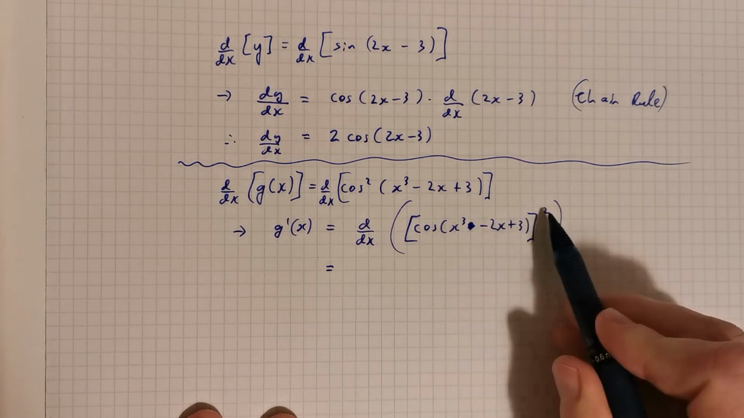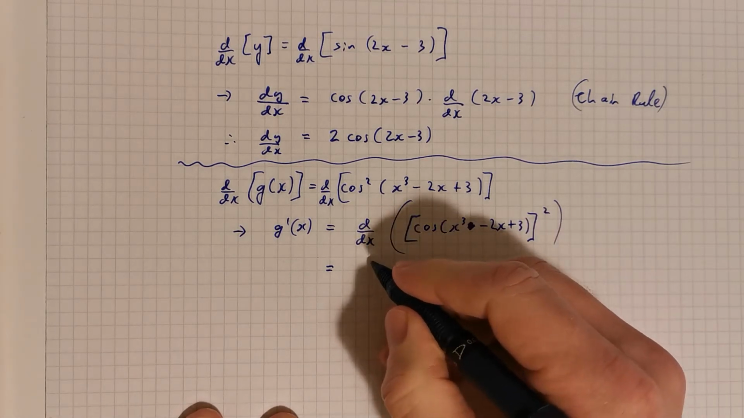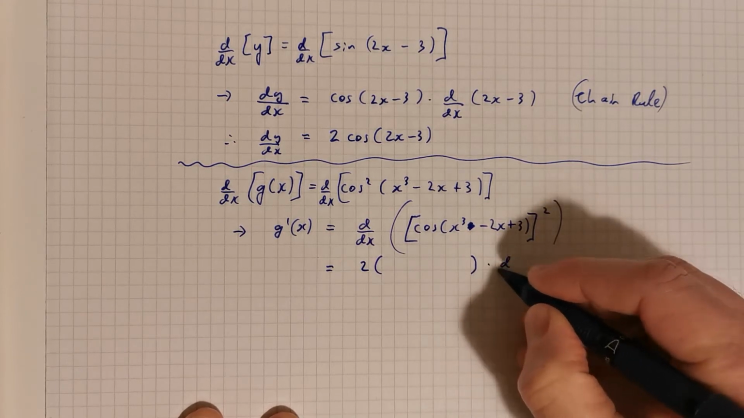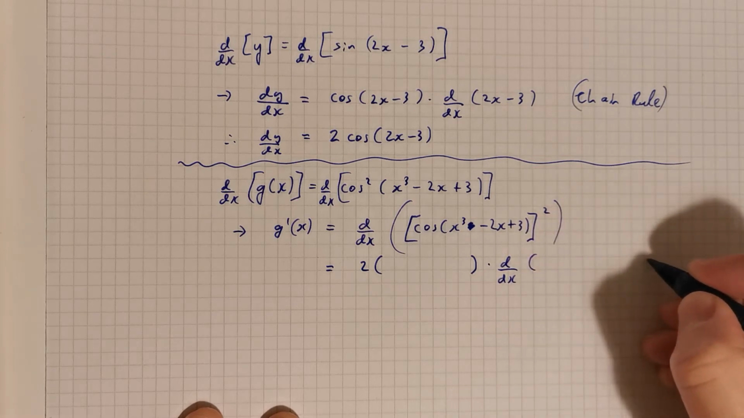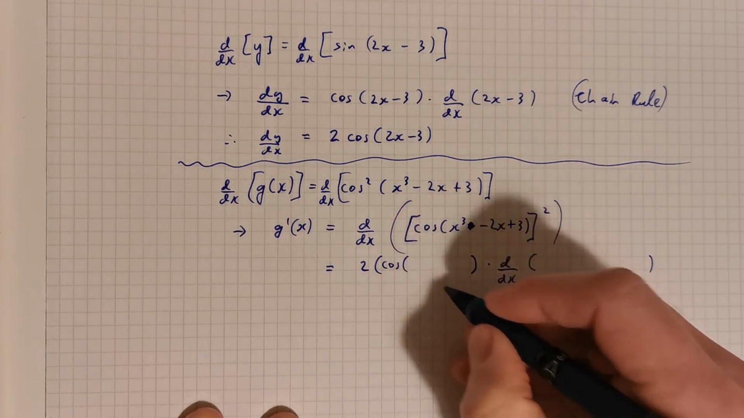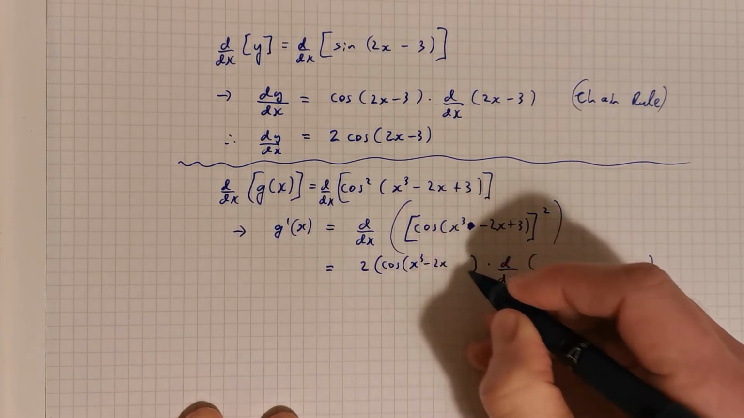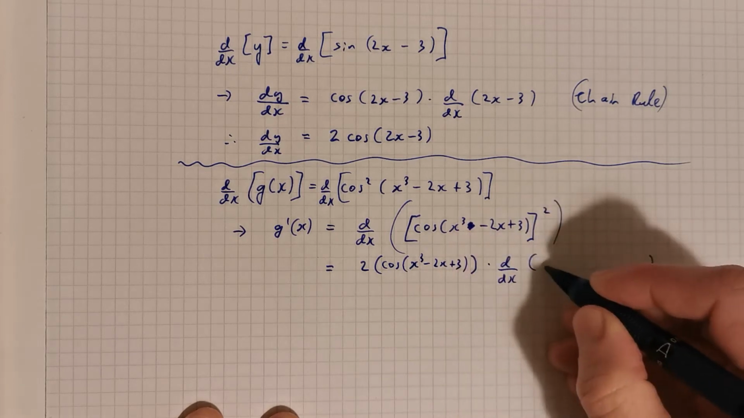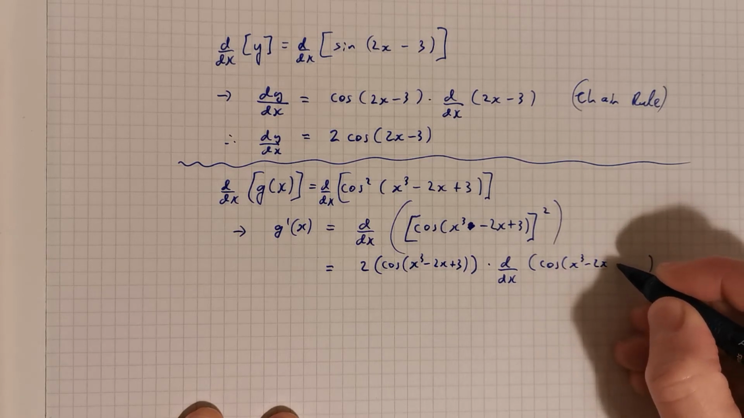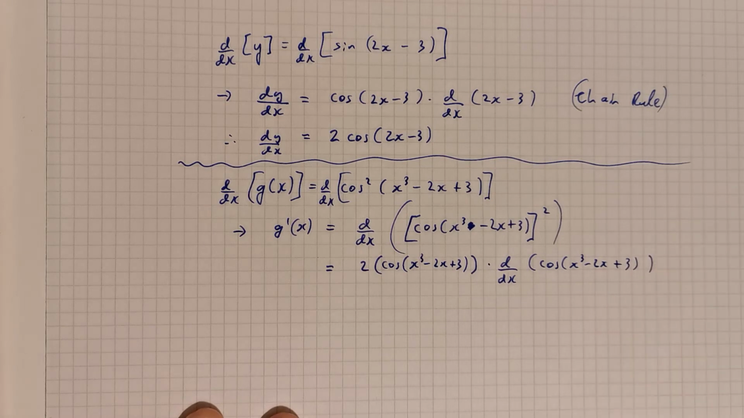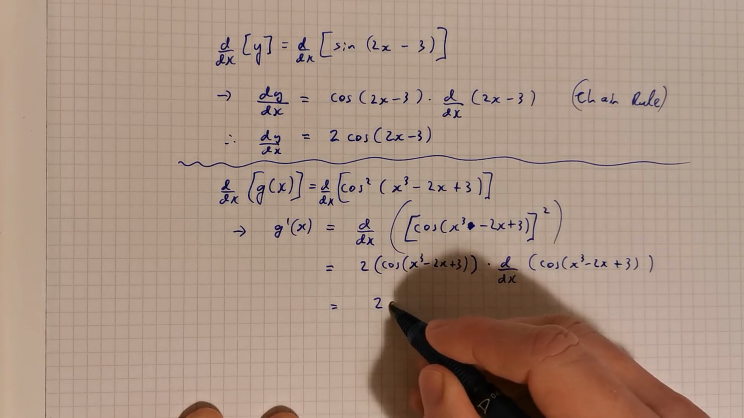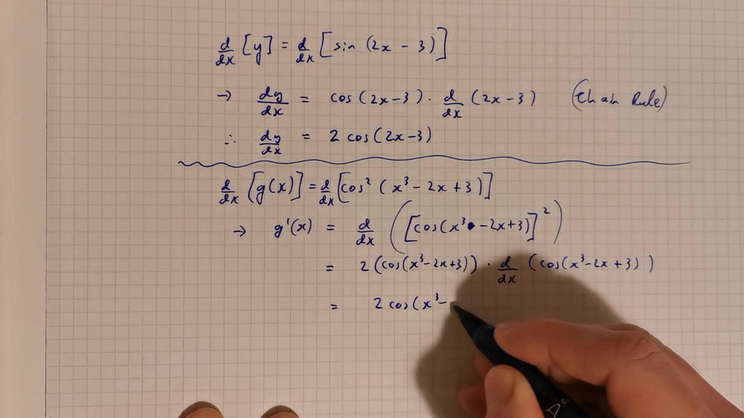The outside function is something squared, blob squared. The derivative of blob squared is twice blob to the power of 1 times the derivative of whatever blob is. Well, in this case, blob was cosine of x cubed minus 2x plus 3. Now we have to take the derivative of cosine of x cubed minus 2x plus 3. Notice that's the chain rule. You got to know your chain rule. So what I get here is, well, that's just 2 times cosine of x cubed minus 2x plus 3.